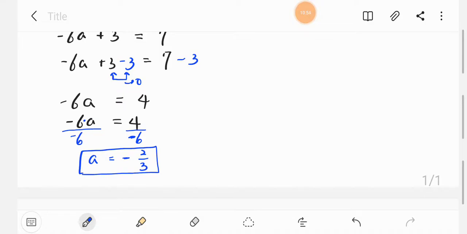If you want to check, go ahead. Then it should be equal. It should be all right.